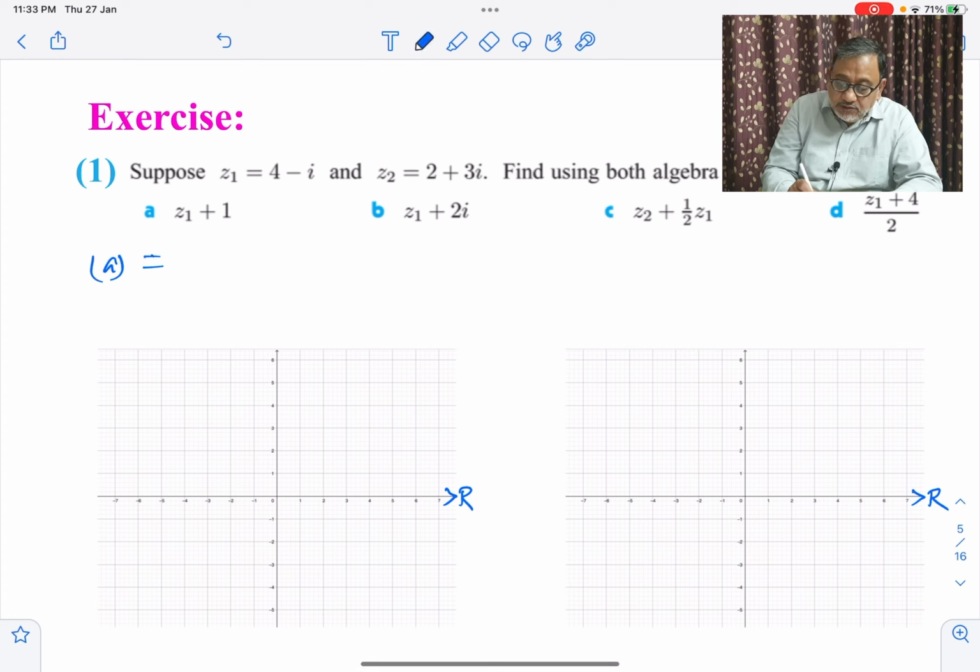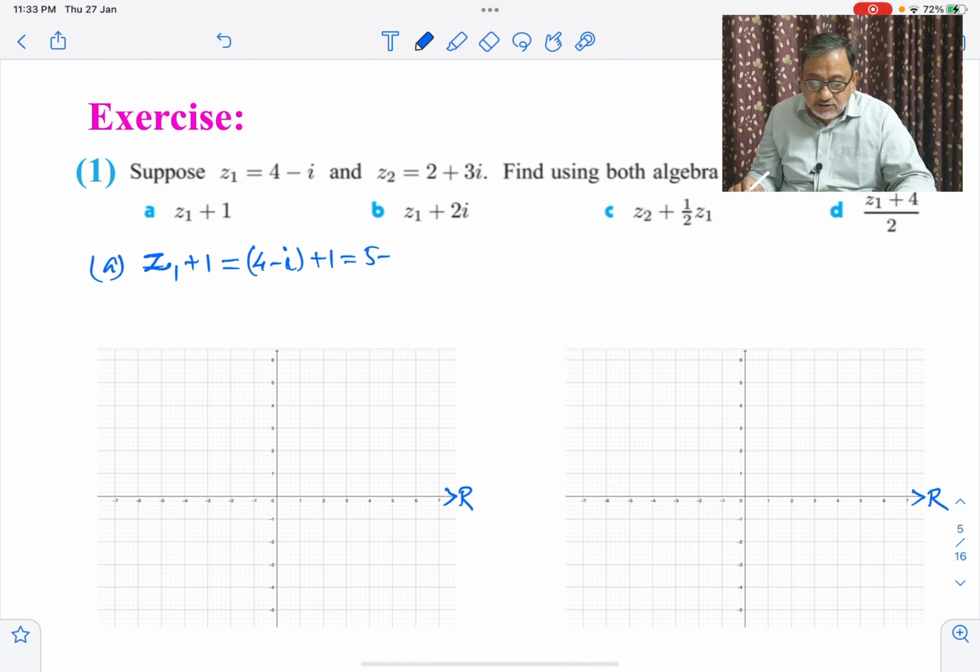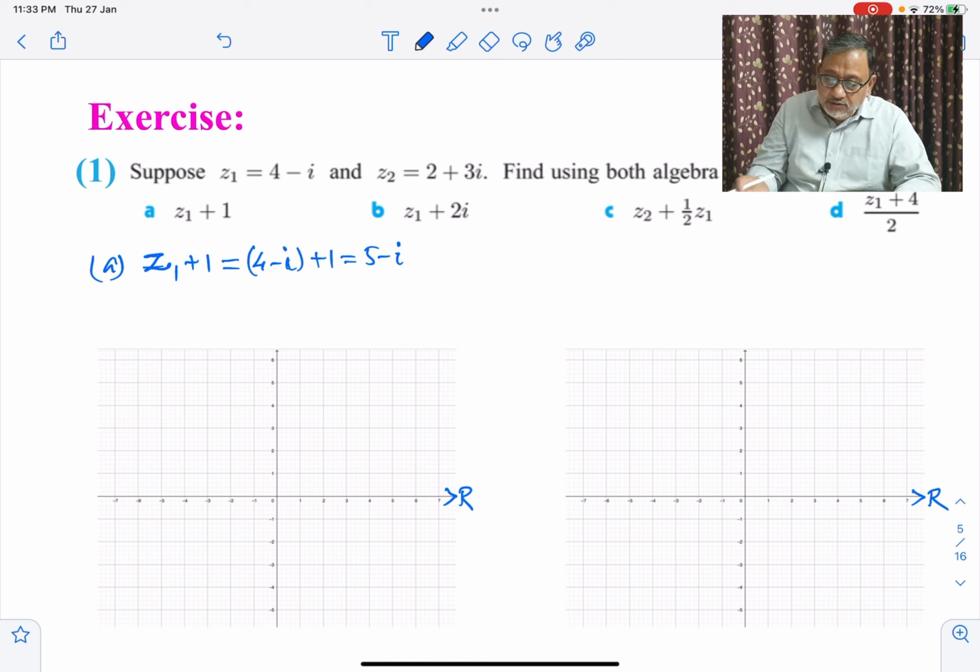Z1 plus 1 will be represented by 4 minus i plus 1, so it will be 5 minus i. This will be the final result. But I have to show you by arrow diagram on the complex plane.